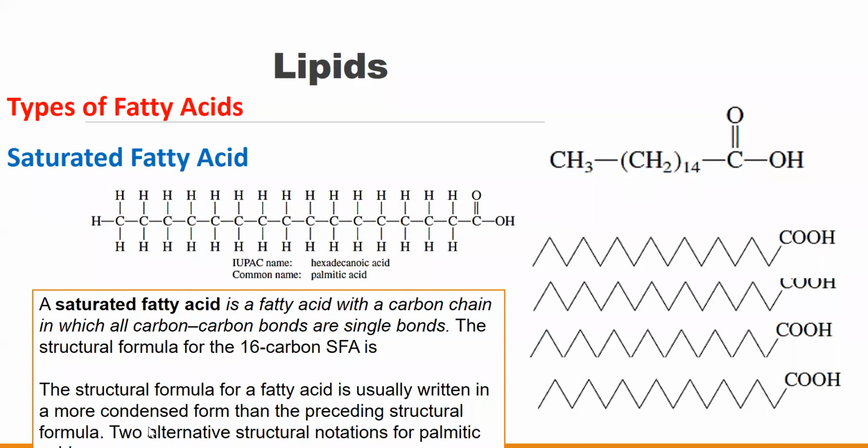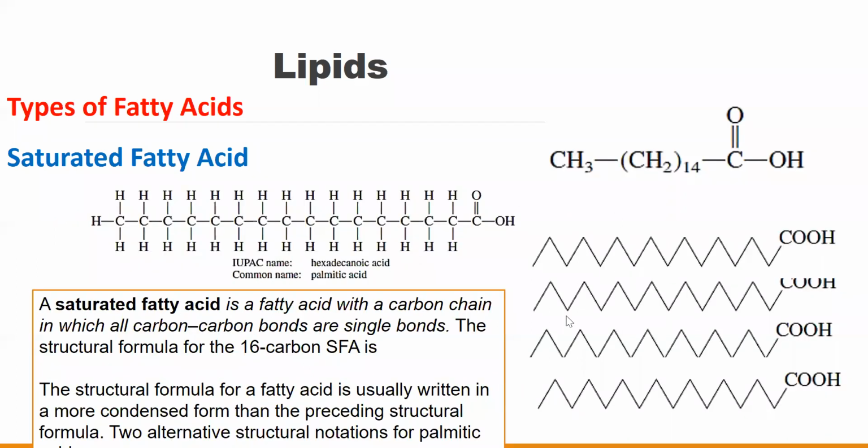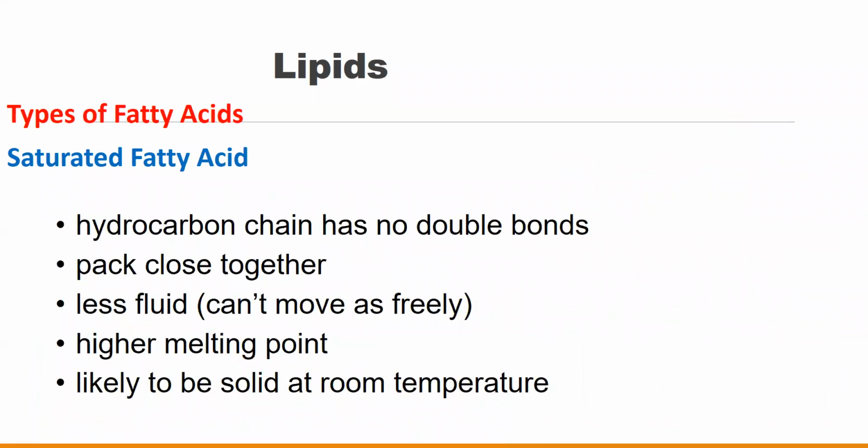The structural formula is usually written in a more condensed form like this one. The CH2 repeats, so we just have to indicate the parentheses, and then you have this formula here. Or you can have the zigzag formula for our saturated fatty acid. Saturated fatty acids, again, have no double bonds in the structure, in the same way that we define saturated hydrocarbons as having no double bonds.